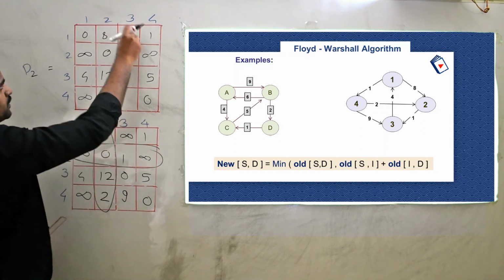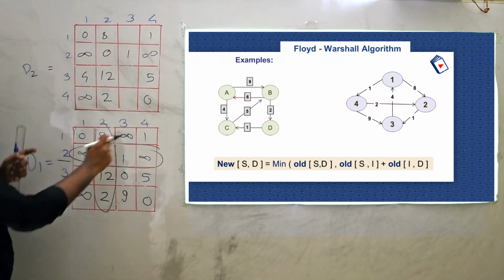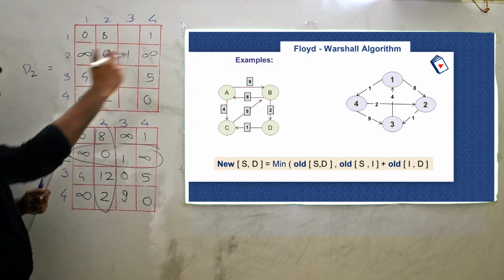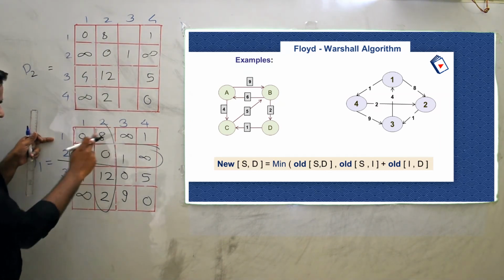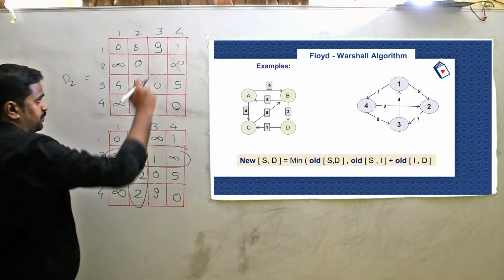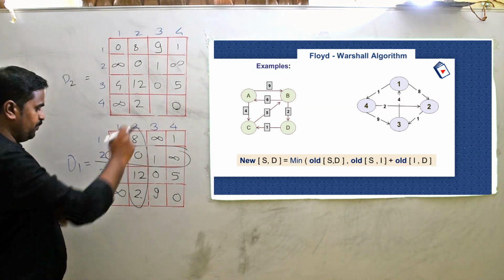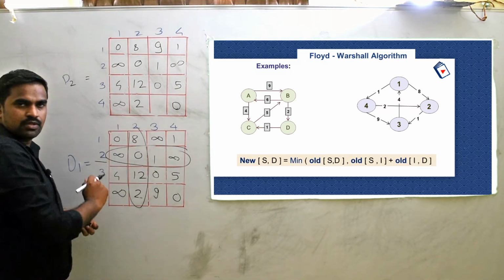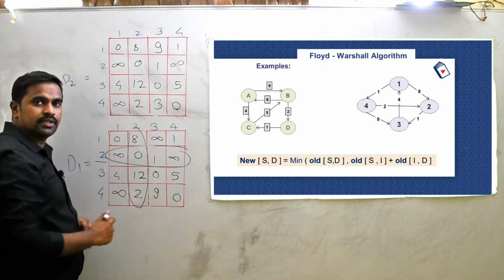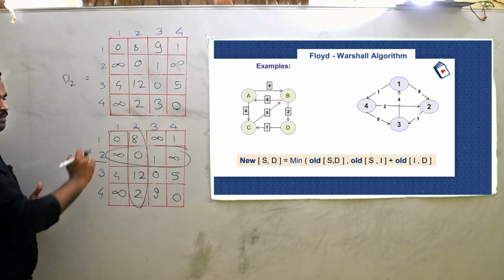Okay, so how will we calculate? 1, 3, either 1, 3, that is nothing but infinity, so I want to calculate 1, 2, 2 and 2, 2, 3. So 1, 2, 2 is 8 and 2, 2, 3 is 1. 8 plus 1, 9. So this value is 1 and this value is nothing but 4, 3. So it is 4, 2 plus 2, 3. So this is 3. So 9 is updated with 3. Done.